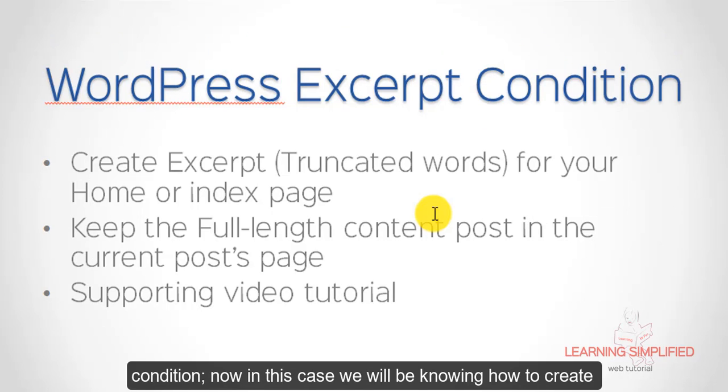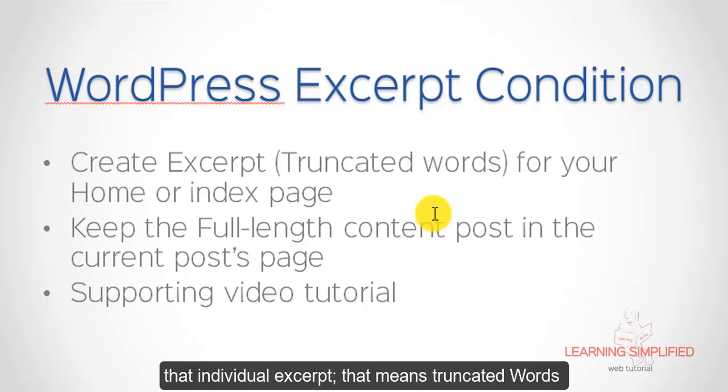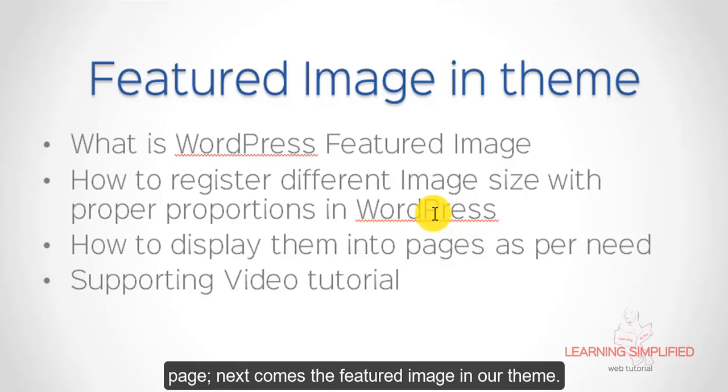WordPress excerpt. In this case we will be knowing how to create that individual excerpt, that means truncated words for our home or index page, and we will be using the full length content of those posts in the current posts page. Next comes the featured image in our theme.